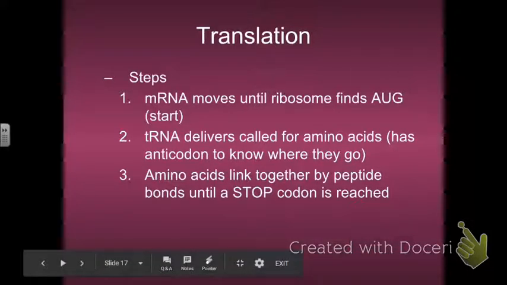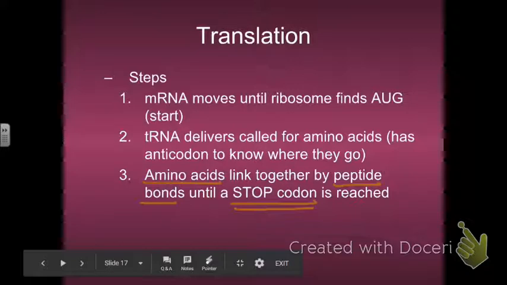Amino acids, remember, are the building blocks to make proteins. Those amino acids are going to get linked together by peptide bonds, a type of covalent bond, so it's a strong bond. And it keeps going and going until you reach one of the three stop codons. You don't have to memorize the stop codons, but take a look on your genetic code sheet. There are 3 of them. That signals the protein's done. We don't need to add any more amino acids.